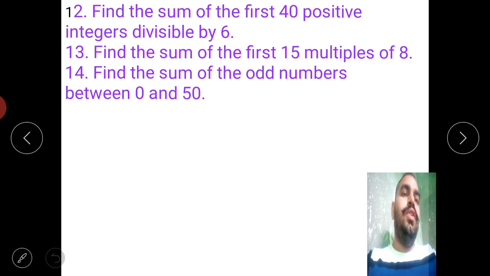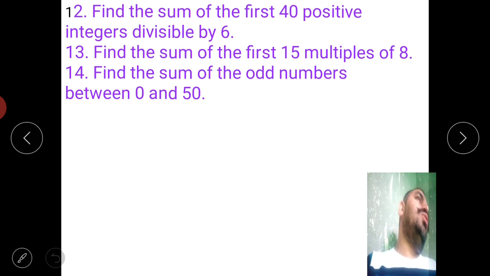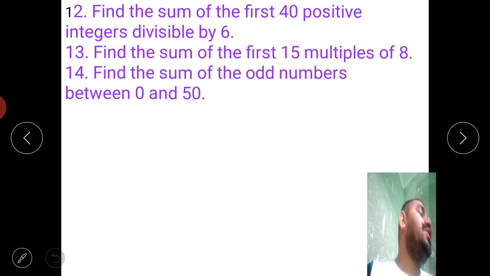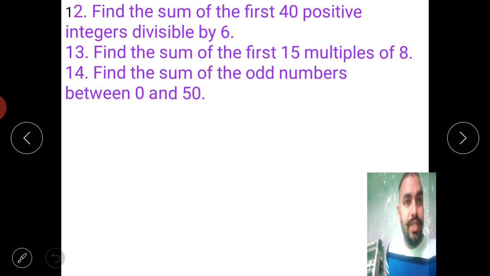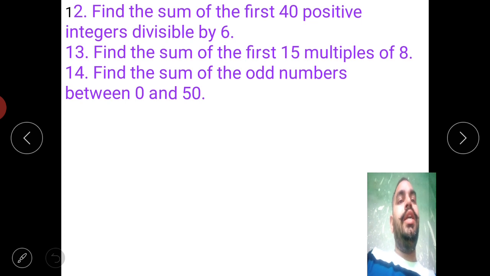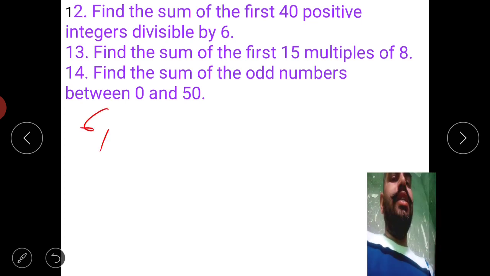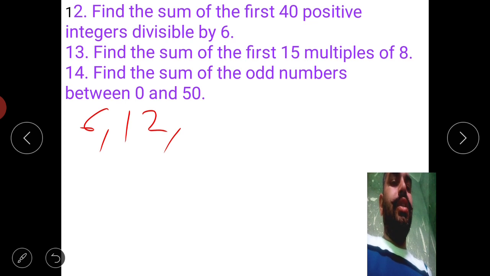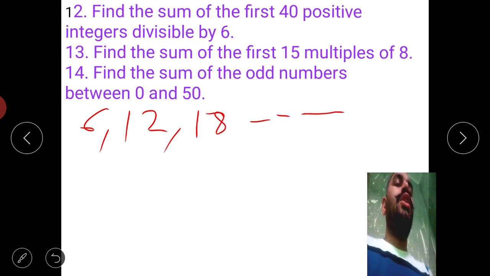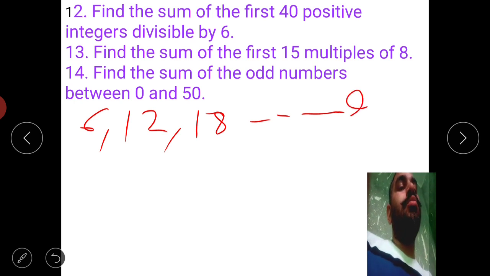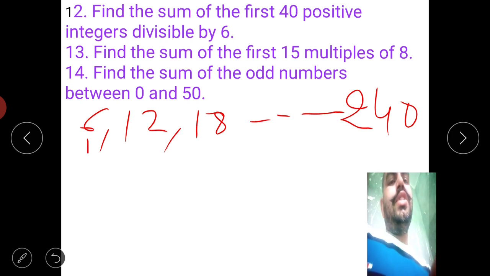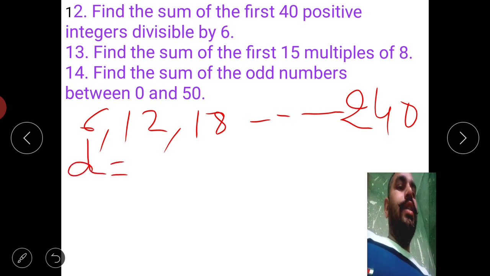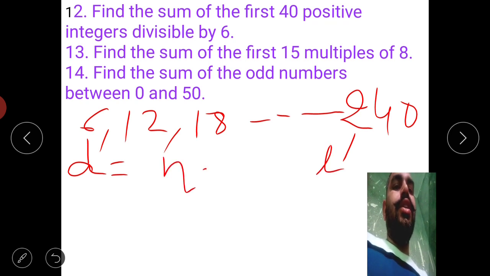Find the sum of first 40 positive integers divisible by 6. First 40 integers, what are those integers? It is the positive integers. Positive integers means natural numbers, and the first divisible number is 6, second is 12, third is 18, and so on up to the 40th. It means the last term is 240. Are you getting it or not? Yes or no? Here a is the first term, this is the last term, and n is equal to 40.